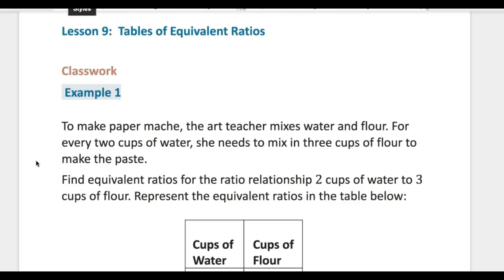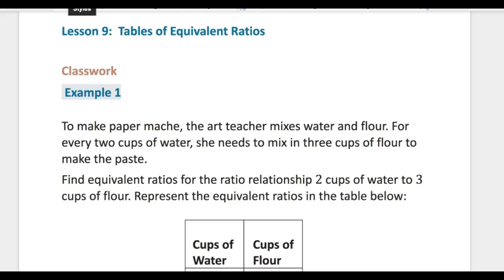Now, before we get started on this, let's talk a little bit about what we're going to be doing. First off, what does the ratio mean, for every 2 cups of water, there are 3 cups of flour? What does that mean? Well, it means every time we have a set of 2 cups of water, we need to have a set of 3 cups of flour.